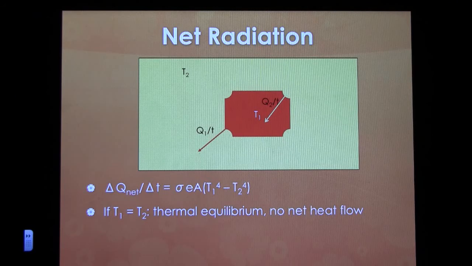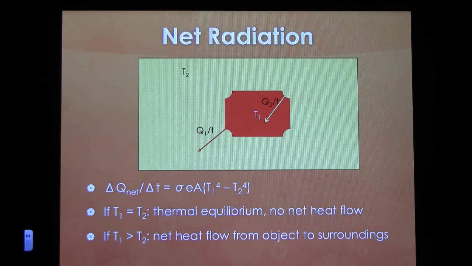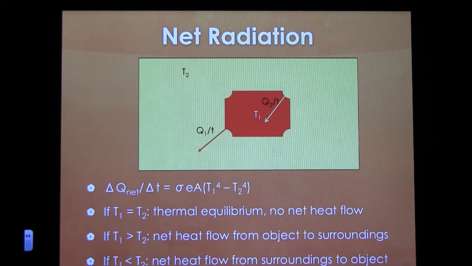But if T1 is greater than T2, the net heat flow is from the object to the surroundings, because heat flows from the higher temperature to the lower temperature. The net heat flow will turn out to be positive, and as a result, the object will cool and the surroundings will warm, because heat is leaving the object going to the surroundings. If T1 is less than T2, the net heat flow is from the surroundings to the object, because heat flows from the higher temperature to the lower temperature, and the net heat flow will be negative, meaning the object will warm and the surroundings will cool.